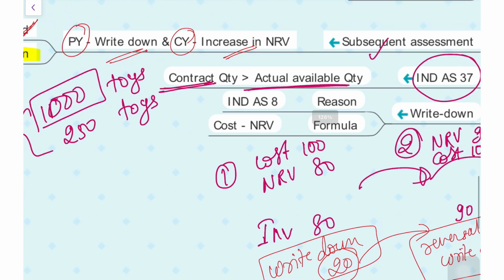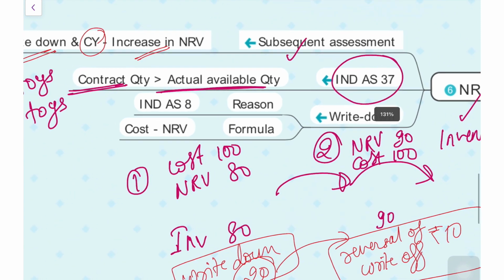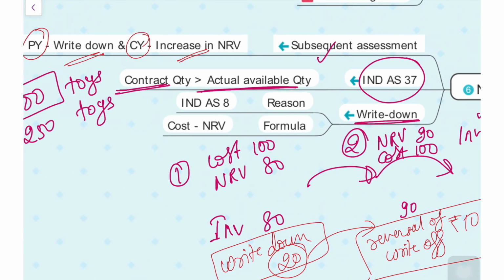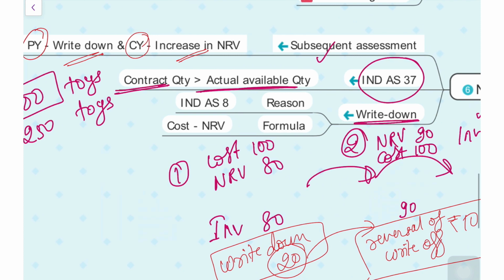So make a contingent liability related to this. That's what they are talking about here. Okay. Next, there is one more point which is related to write down. That means writing down of inventory. This is a different point. Here the reason of this write down is going to be because of IND AS 8.